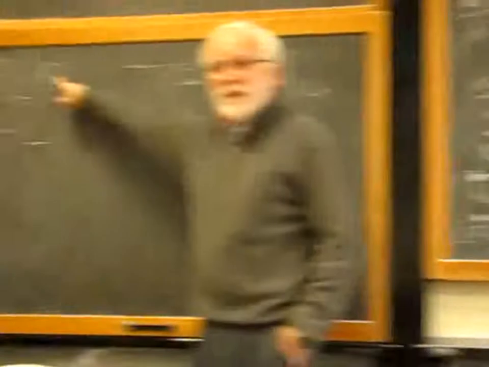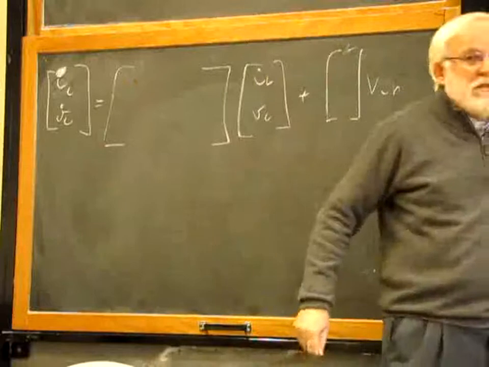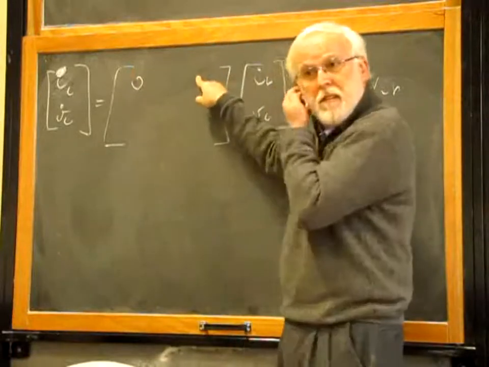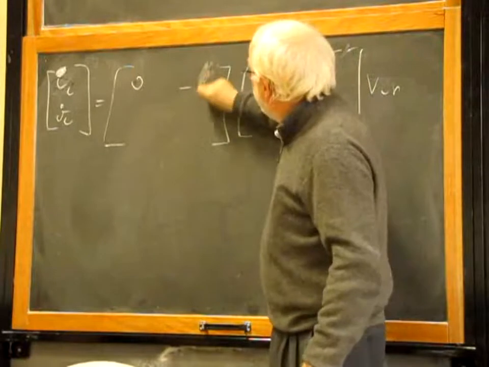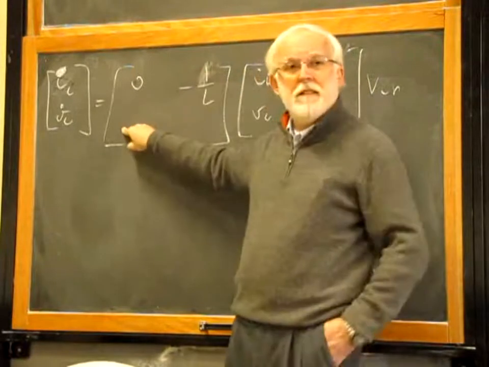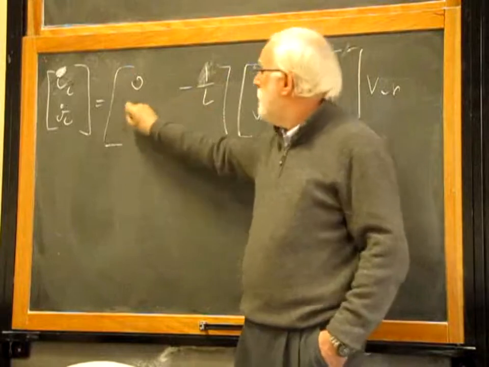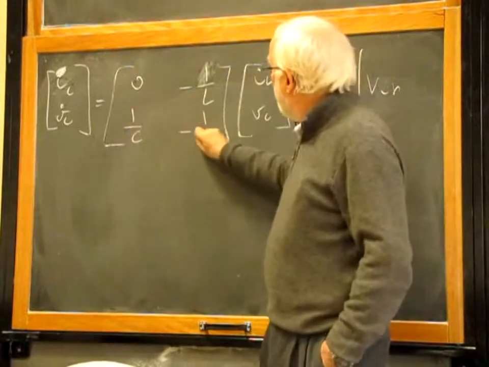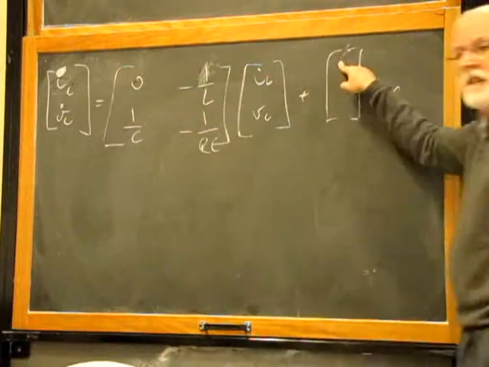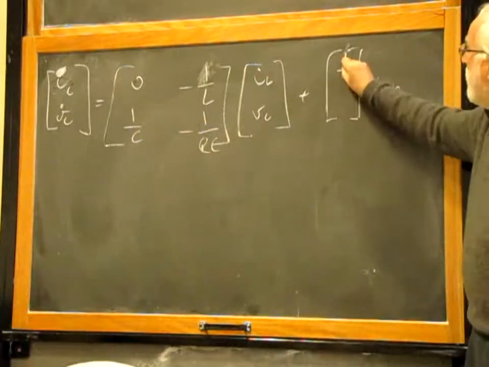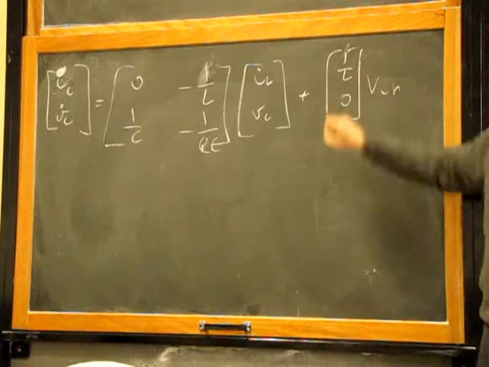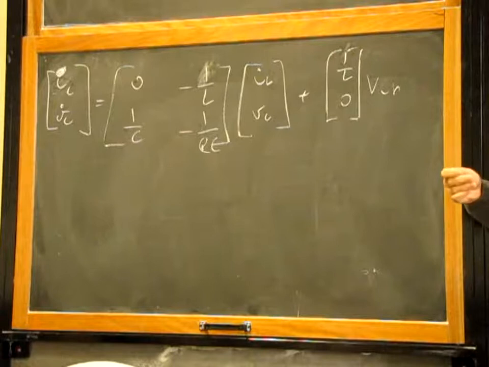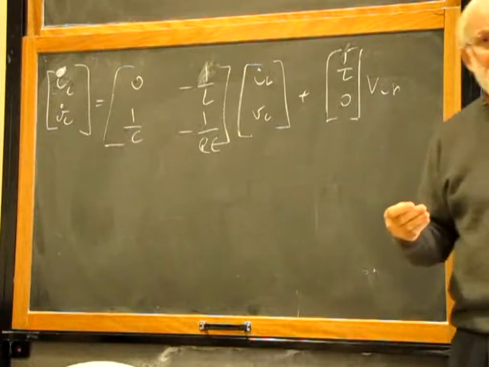Let's say this A matrix. What do we have over here? Just look at these equations. 0. What about here? Negative 1 over L. Then 1 over C, negative 1 over RC. And for the input, 1 over L, and 0. That is the standard differential equation for a linear time invariant system. That is my Boost converter during T off.